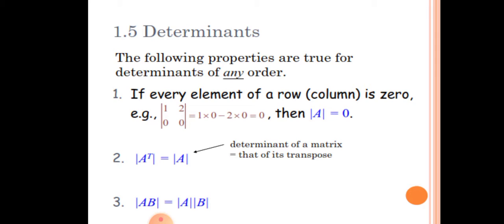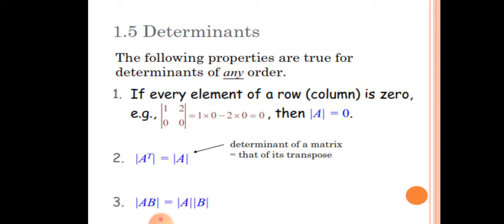Second, mod of A transpose is equal to mod A. If you take the determinant of A transpose, the same answer is obtained as the determinant of A. And then, determinant of AB equals determinant of A into determinant of B.